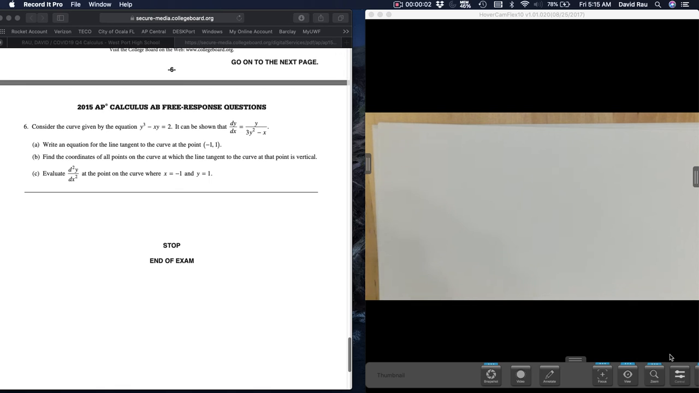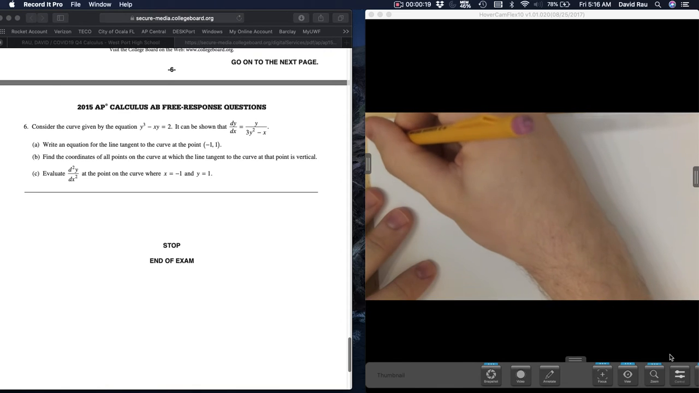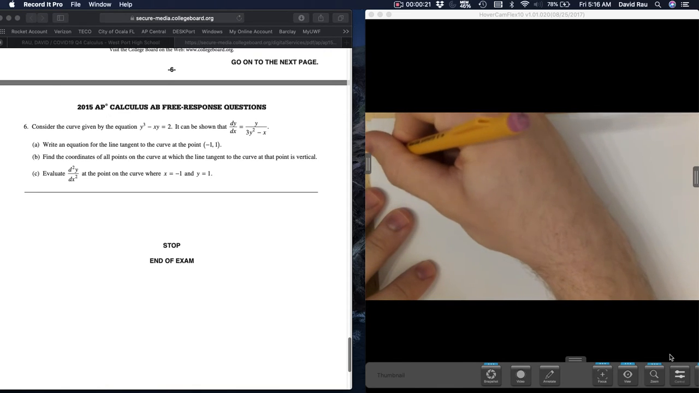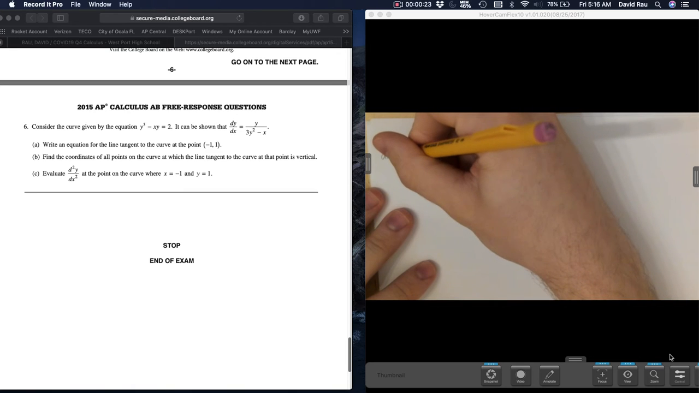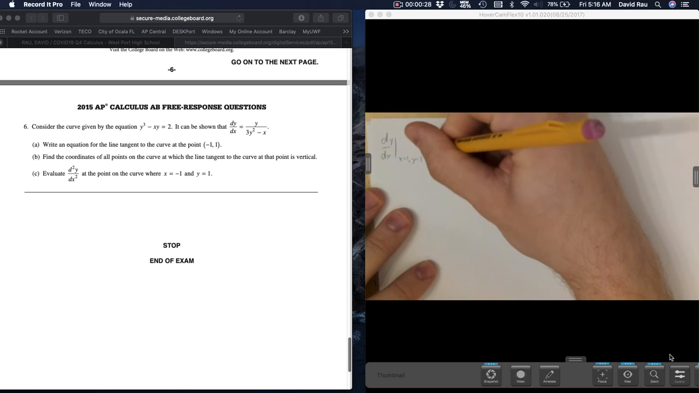So this is definitely special, because we've had two essentially differential equation questions in one exam. It's kind of interesting. So they want me to write an equation for the line tangent to the curve at point (1, 1). So let's find dy/dx at x equals 1, y equals 1.